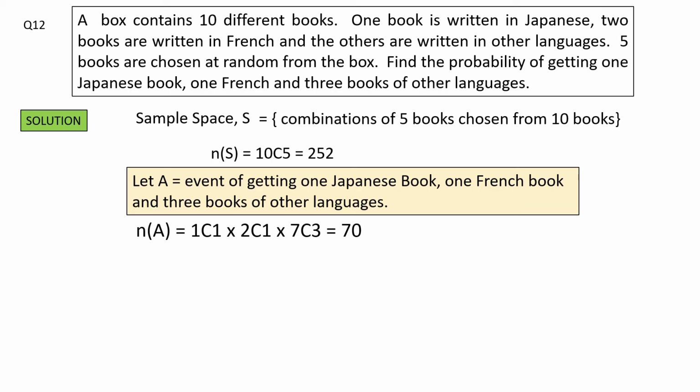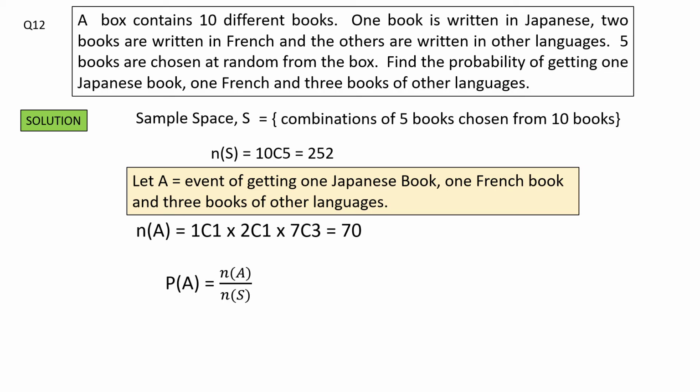So we calculate the number of event A. So that will be 1C1. Okay, here in order to select the Japanese book, given only 1 book, so 1 choose 1. Okay, times 2C1. Okay, French book, we have 2 books, so 2 choose 1 book. Okay, continue times another 7 books in other languages. Okay, so 7 choose 3. So simplify, the total will be 70.